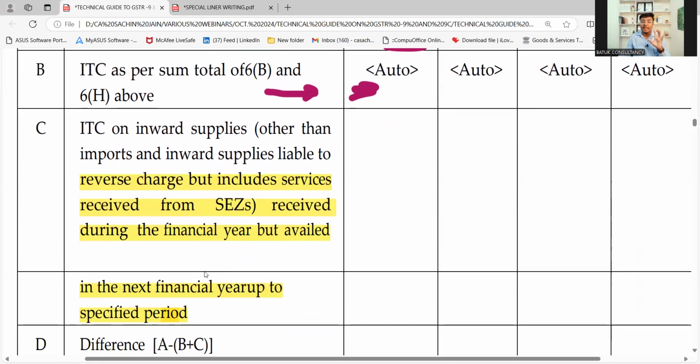If there is any difference, in such a scenario, the first reason is related to a particular financial year, suppose financial year 23-24. There may be chances that I have claimed the input tax credit during the next financial year, that is 24-25, within the timeline of section 16 subsection 4. Or there may be chances that I have reversed the input tax credit related to financial year 23-24 in 24-25 within the timeline of section 16 subsection 4. In such a scenario, the same should be shown here.